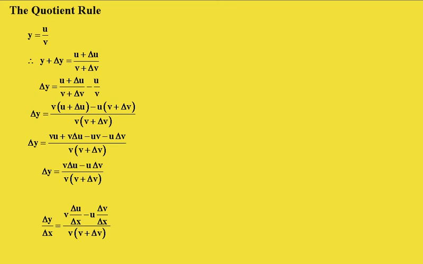Quotient rule. y equals u on v, where y is a function of x, u is a function of x, and v is a function of x. That means a change in x causes a change in y, a change in u, and a change in v. Now what we'll do here, I'll subtract y from both sides, because y is in fact this u on v. So that's the y coming across and changing it to u on v.